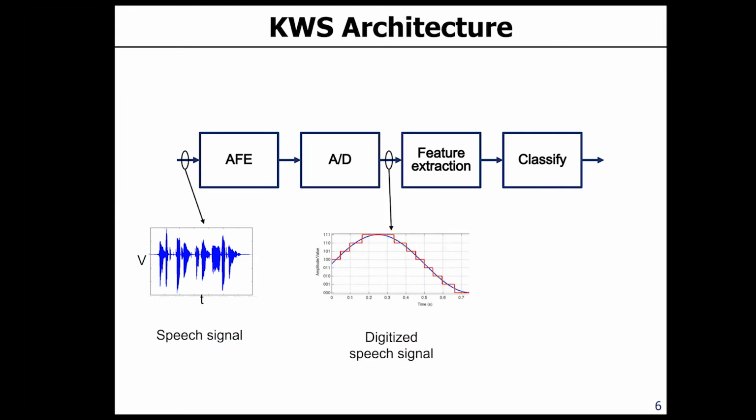So once the signal comes out of the AFE, the analog front end, it goes into the analog to digital converter, and this converter essentially converts this analog signal into digital code, digital streams, right? And now the signal is a discrete time and also discrete magnitude signal.